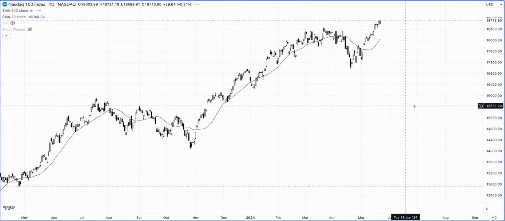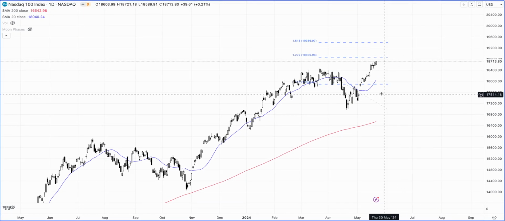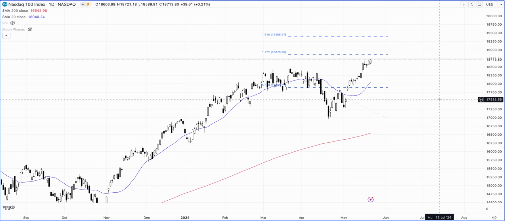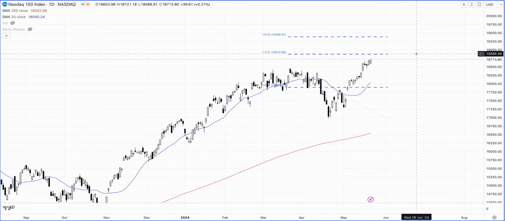Then we'll take a look at the NASDAQ 100 index. This is the NDX daily chart. You can see that NASDAQ is stronger. It consists of the growth stocks. It's getting close towards the 1.272 expansion. We have a higher level as well.